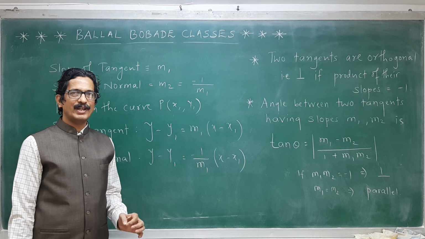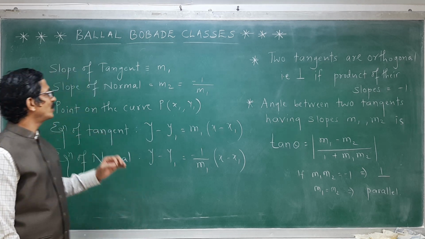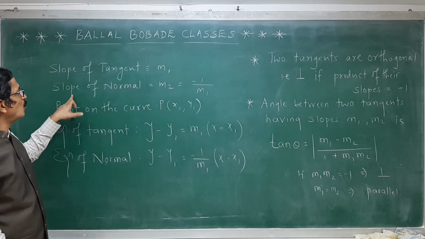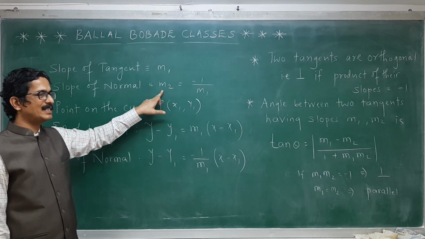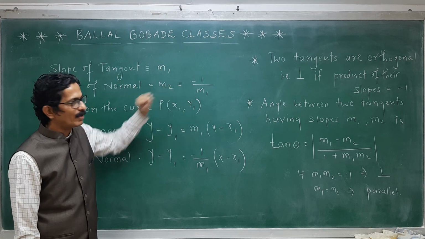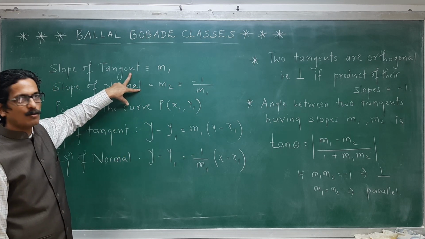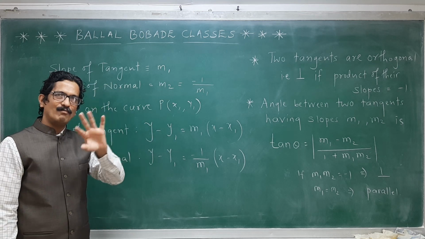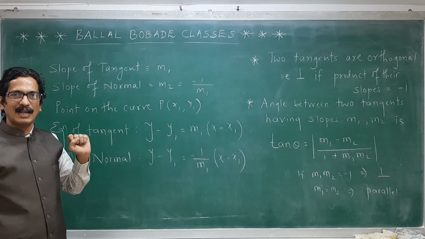Students, once we get slope of the tangent, which is denoted by m1, then we can always find slope of the normal, which could be called m2, which is minus 1 upon m1. Because tangent and normal are perpendicular, so product of their slope is always minus 1. m1 m2 is minus 1 for two perpendicular lines.